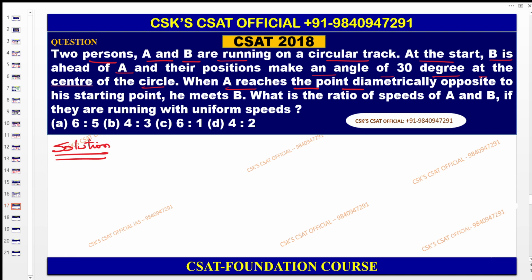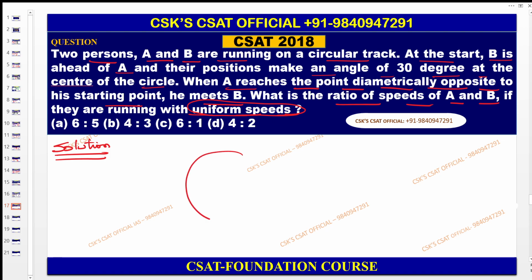When A reaches the point diametrically opposite to its starting point, he meets B. What is the ratio of the speed of A and B if they are running with uniform speed? Uniform speed, the speed is constant here. Which one is constant here? Time is constant. Okay, now listen very carefully.